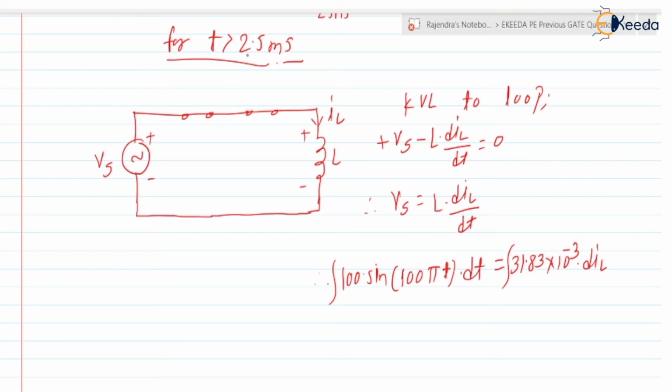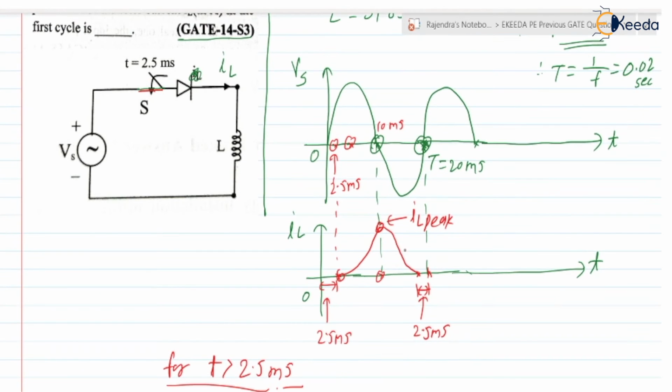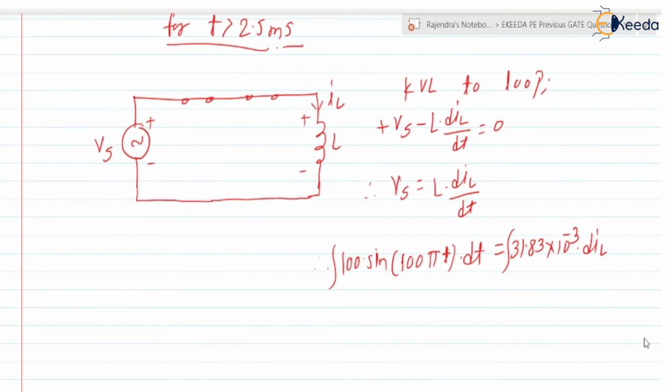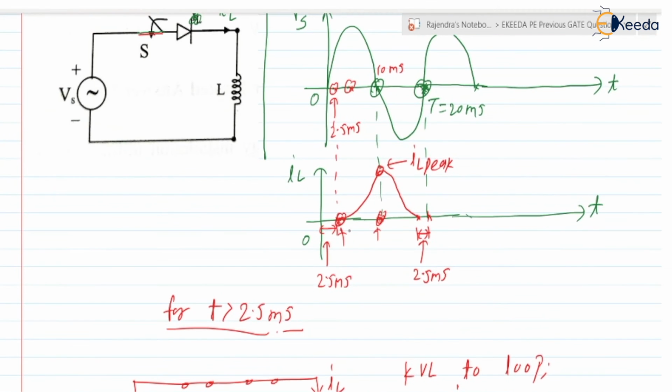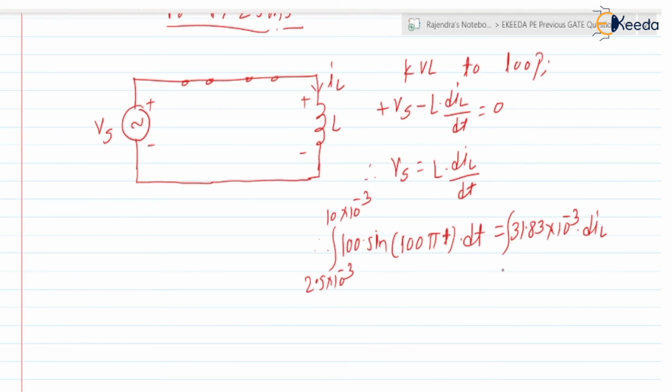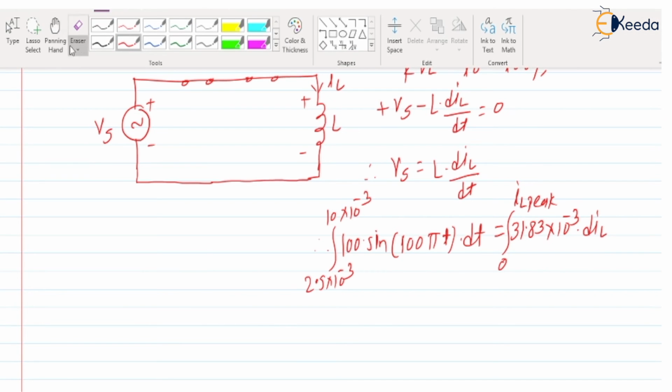Further, we check from t greater than 2.5, since we are interested in finding the IL peak corresponding to this instant. How is the time changing? It is changing from 2.5 millisecond to this instant, and this is 10 millisecond. So we can write it as 2.5 into 10 to the power minus 3 till 10 into 10 to the power minus 3. And the current IL is changing from 0 to IL peak.